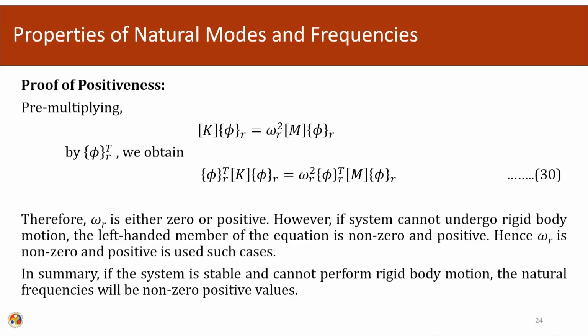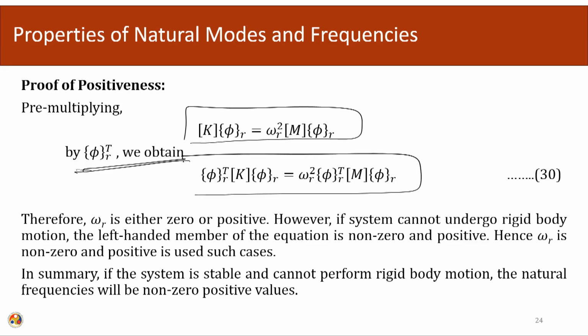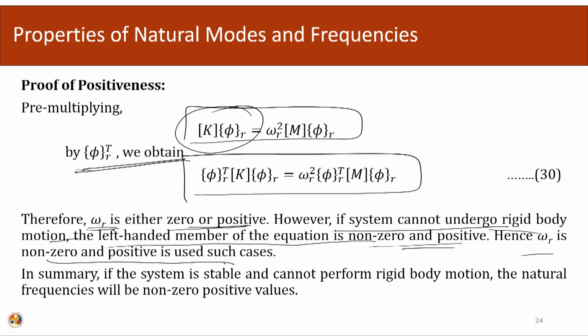Pre-multiplying the expression relating stiffness and mass by phi, we obtain this term. Therefore, omega r is either 0 or positive. However, if a system cannot undergo rigid body motion, the left-hand member of such an equation is non-zero and positive. Hence omega r is non-zero and positive in this type of case.